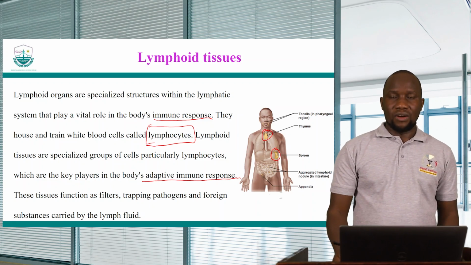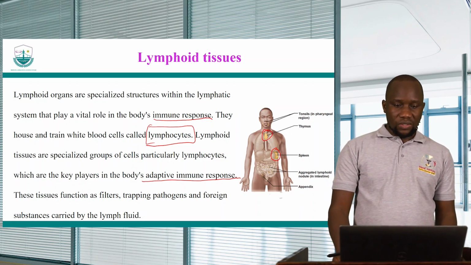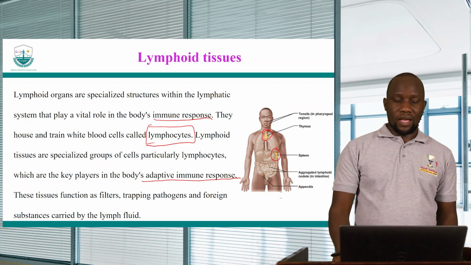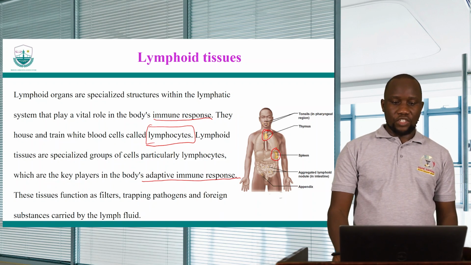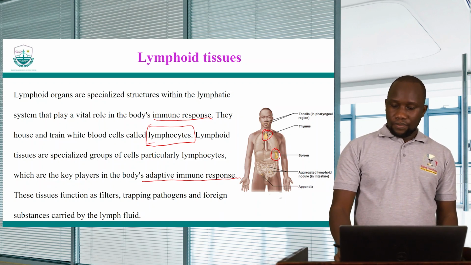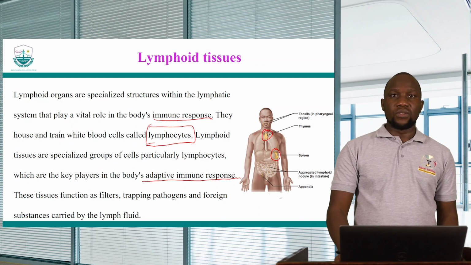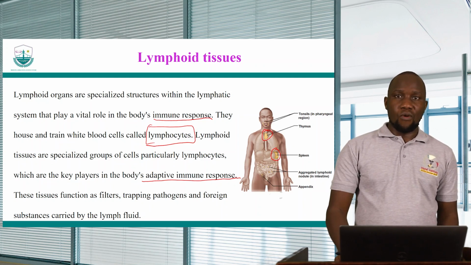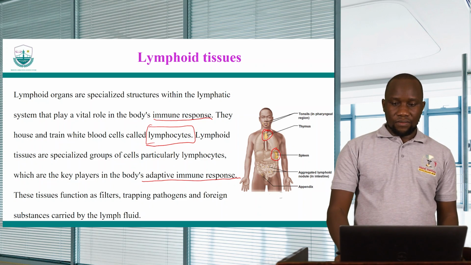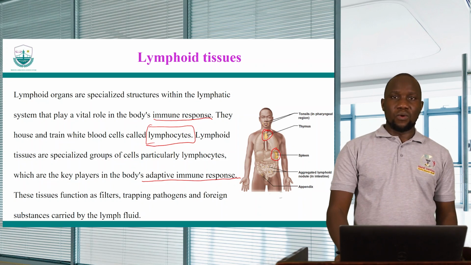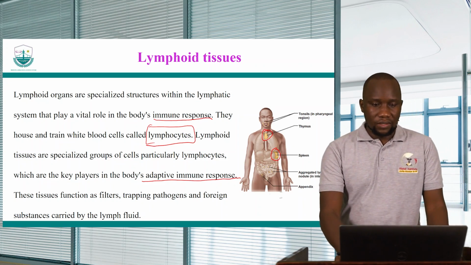But remember that the role of the lymphoid tissues is basically to fight against pathogens. They trap these pathogens and destroy them. Okay, that is because they contain the lymphocytes, which are a type of white blood cells. And we already know that white blood cells fight against disease-causing organisms that we call the pathogens.